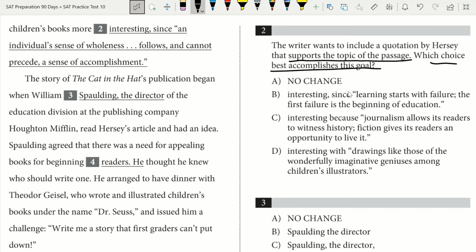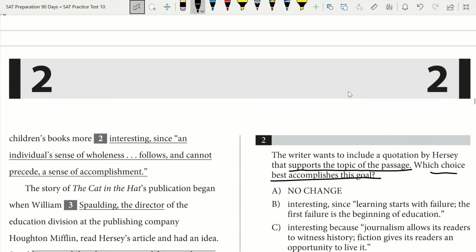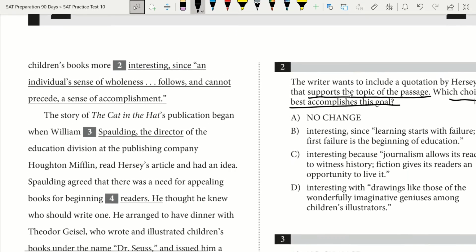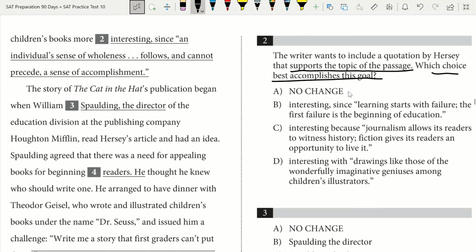All right, so we have children's books more interesting. Let's go ahead and start back at the beginning of the sentence so we have more context. We have: one solution he proposed was to make children's books more interesting, since an individual's sense of wholeness cannot precede a sense of accomplishment. Okay, that one's off topic. So this one is wrong because it's pretty much off topic. It's not talking about children reading and gaining their attention. So it's off topic, it's incorrect.